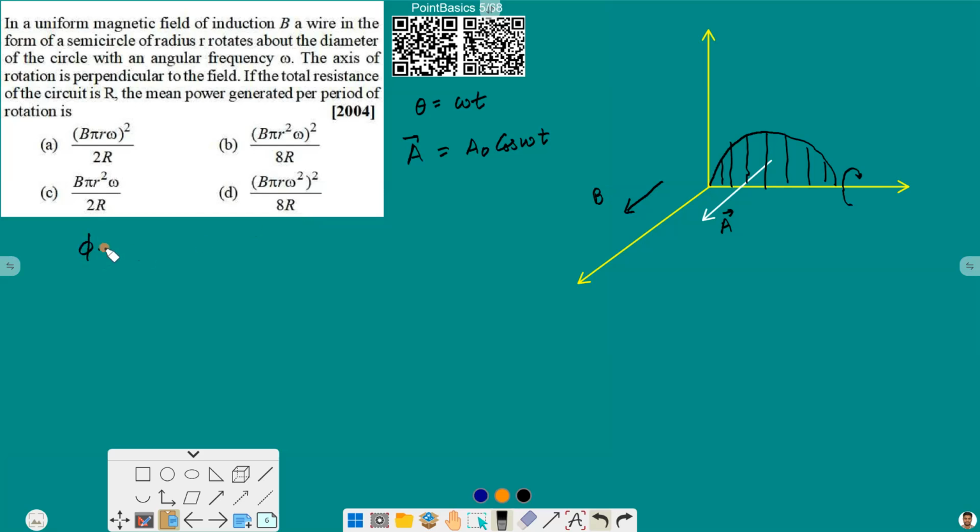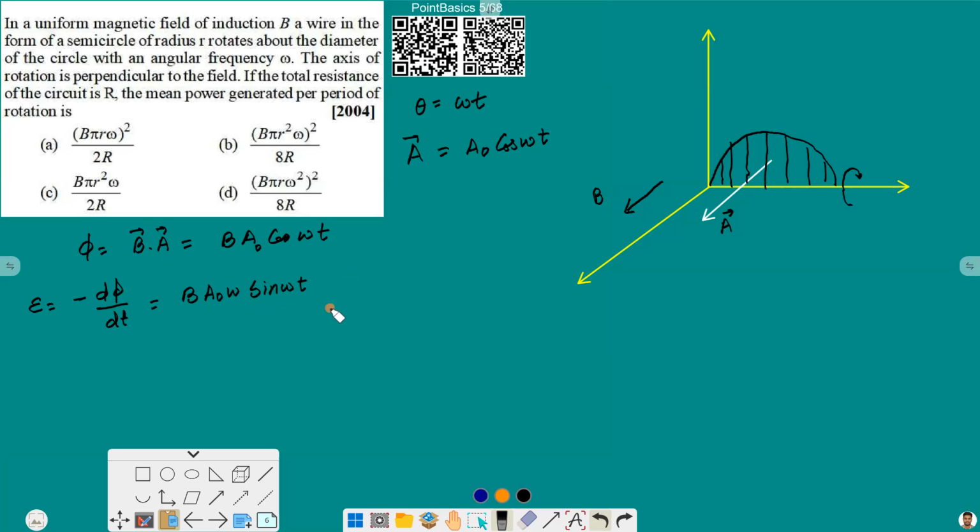So our flux, that is B dot A, where A is the area at any time t, will be B into A naught cos omega t. That is the flux. And from this flux, we can find the induced EMF. Induced EMF will be minus d phi by dt. So the derivative of cos will give a negative sign, and negative negative will be positive. So it will be B A naught omega sine omega t. So this is the value of induced EMF.